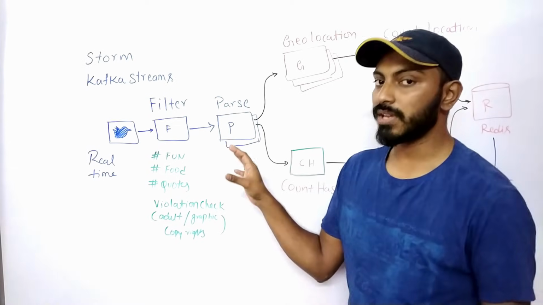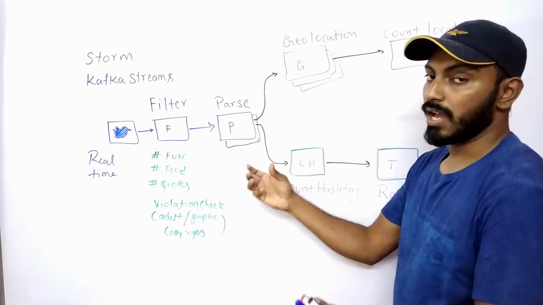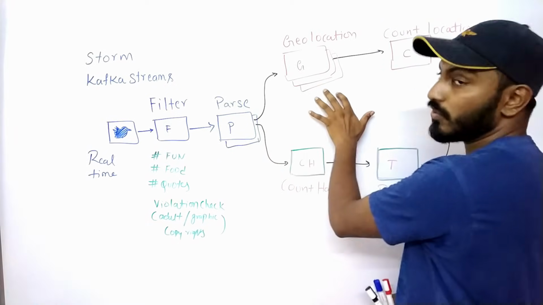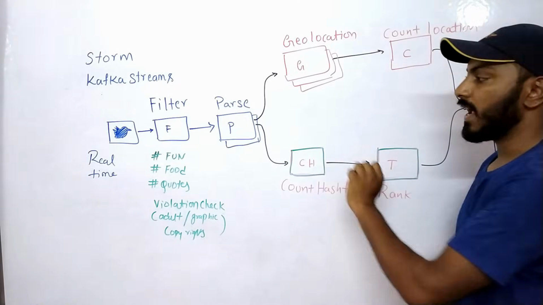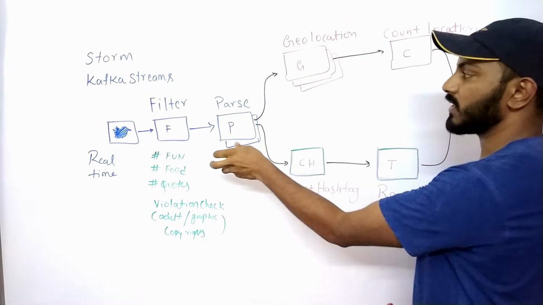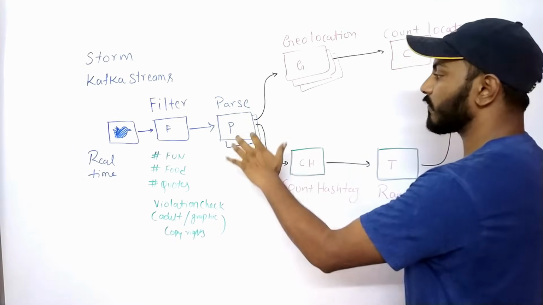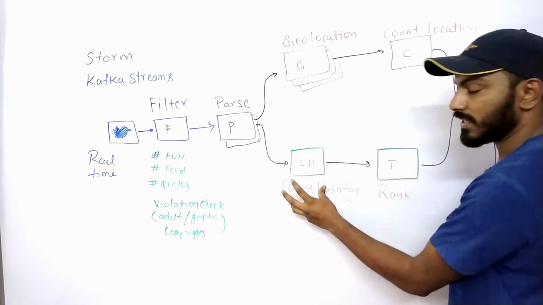And now, from here onwards, the tweet will get distributed into two different pipelines: one for geo processing and another for trending processing. A copy of the tweet is passed to this pipeline and to this pipeline also. Now, I'll explain one pipeline and then we'll consider the other. Now the tweet is here.